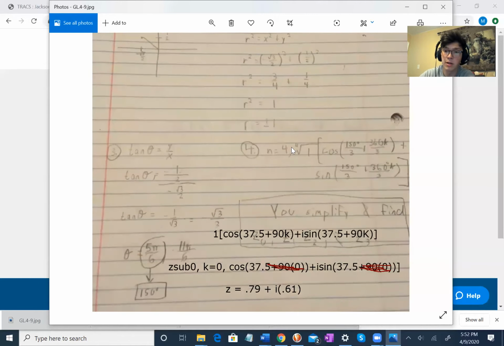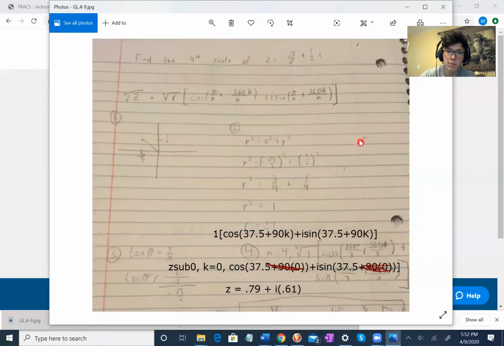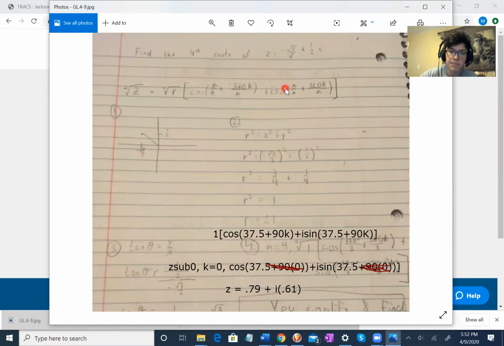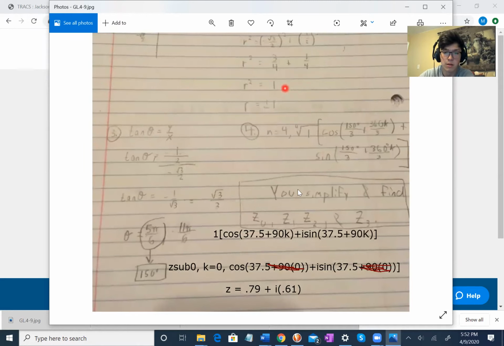Fourth step is you just plug in. Okay, so we found n, we found r, and we found theta. So we just plug that into the equation that we got from up here. Plug in, reduce, and this is what we got. I distributed the 1. Now the Z0, Z1, Z2, Z3, that is just telling you what your K value is. So we just found Z sub 0. I plugged in K equals 0, and so that just canceled out the 90. I found those values, and this is now the rectangular form of one of the Z's, Z sub 0.